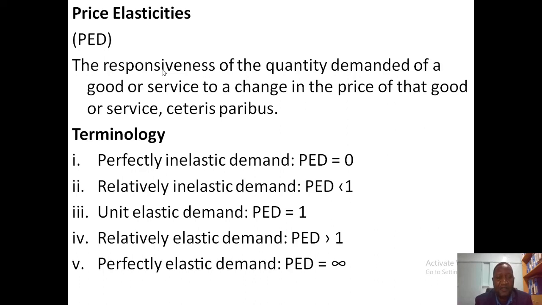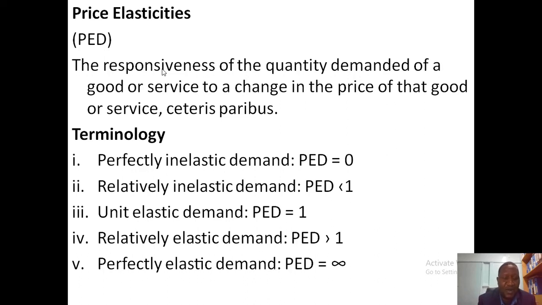There are 5 different terminologies that are attached to the PED, or price elasticity of demand. The first one is perfectly inelastic demand. Perfectly inelastic demand simply means that the demand is zero, meaning that even if you change the prices for this commodity or good, the quantity demanded does not change. So PED is zero. The demand does not respond to the changes in prices.